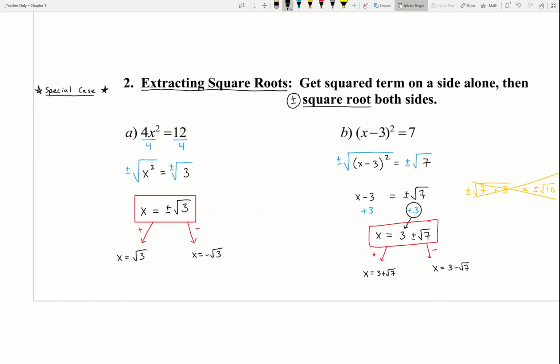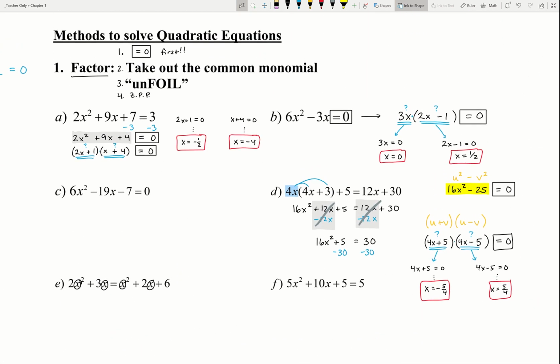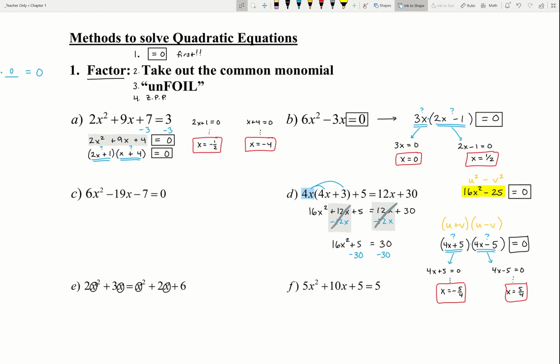So extracting square roots is a very, very easy method to use, but again, it only applies when x shows up in exactly one term. If x shows up in more than one term, then we might have to use one of these other methods for solving, like factoring, or maybe some of the methods from the next video here.